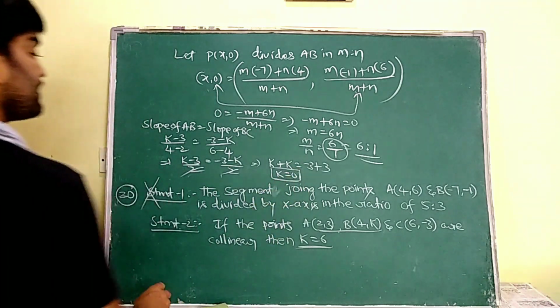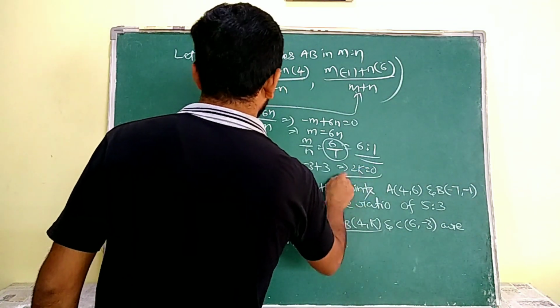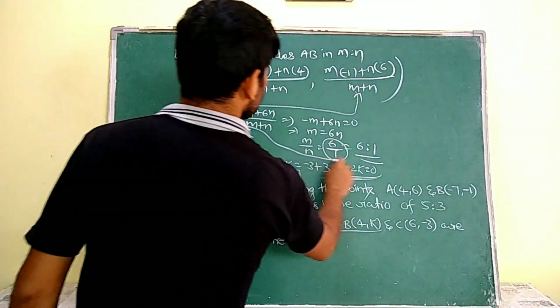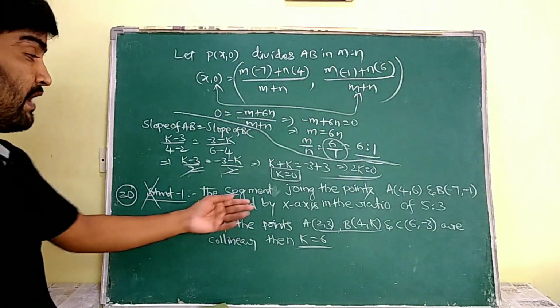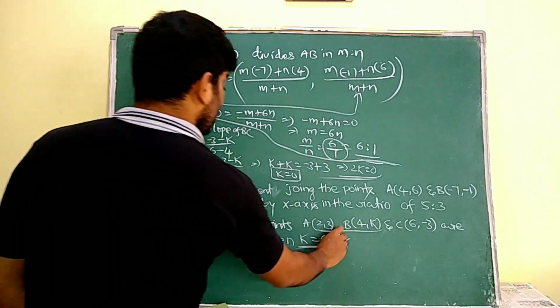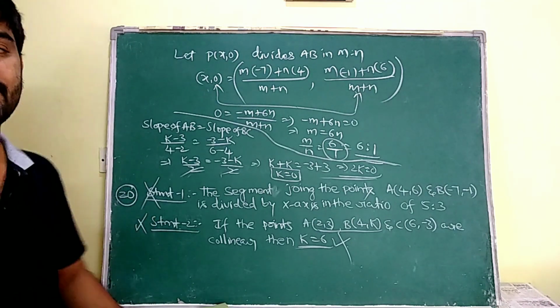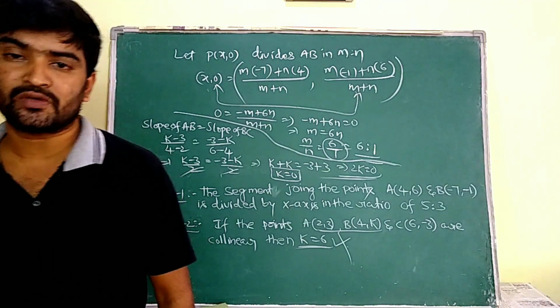Why? Because 2K is equal to 0, which means K is equal to 0. This is the value of K. But here you gave the K value as 6, so that's wrong. Both the statements are false. Statement 1 and statement 2 both are false. We are going to write that.